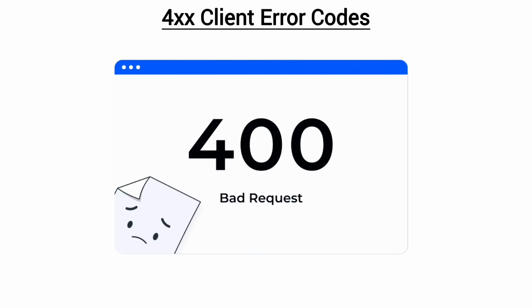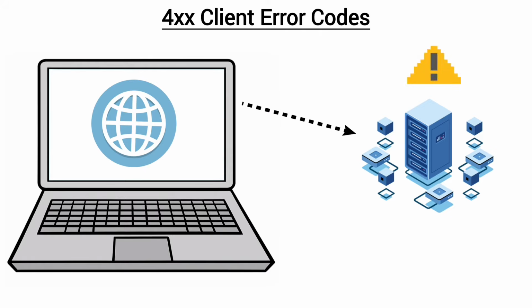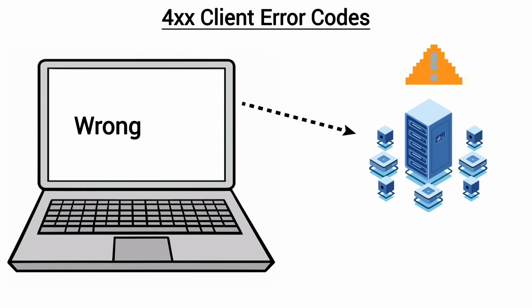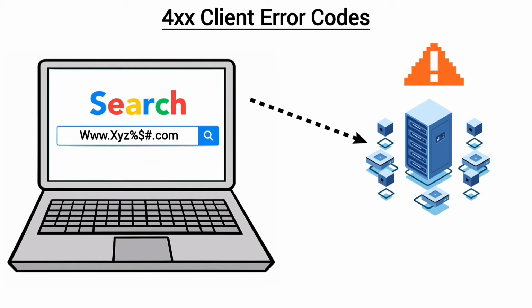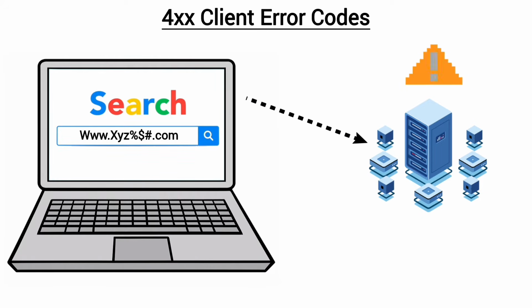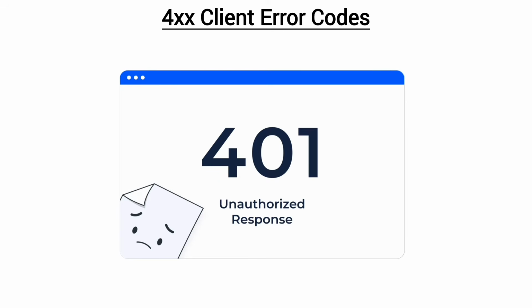Code 400 means bad request. This means the server could not understand the request your browser sent. It usually happens because something in the URL or data is formatted incorrectly. For example, you paste a broken URL with strange characters, and the server simply cannot process it and returns this error.